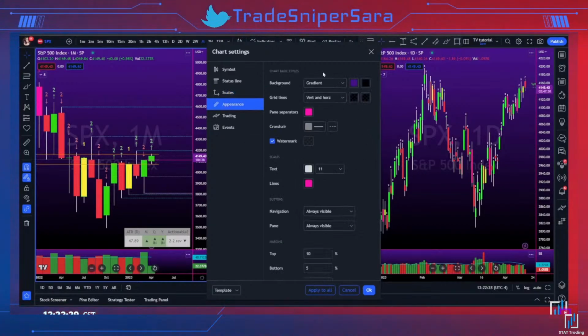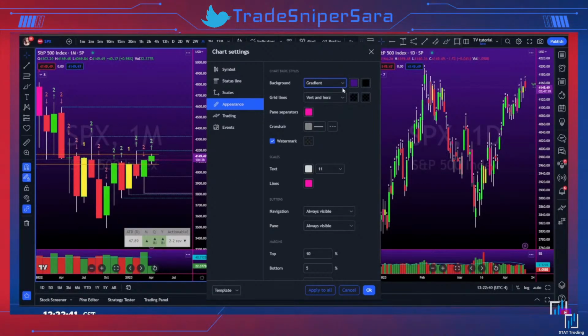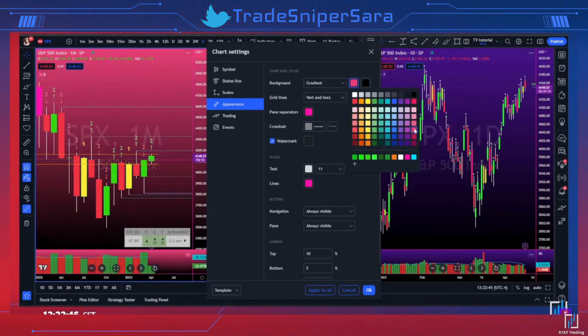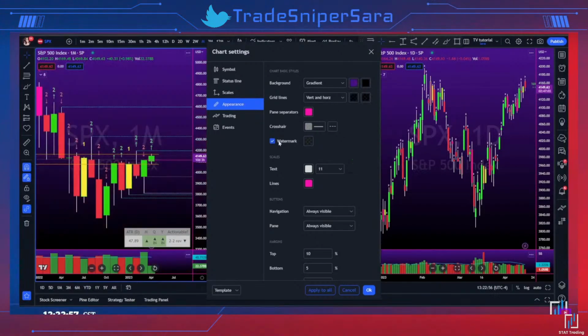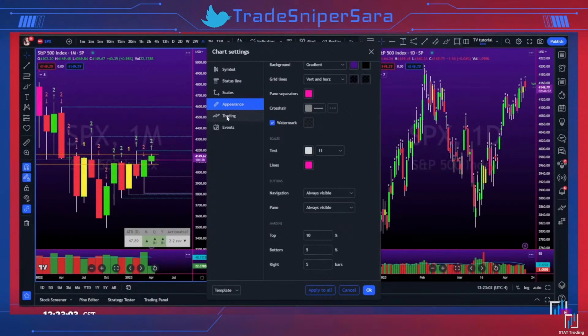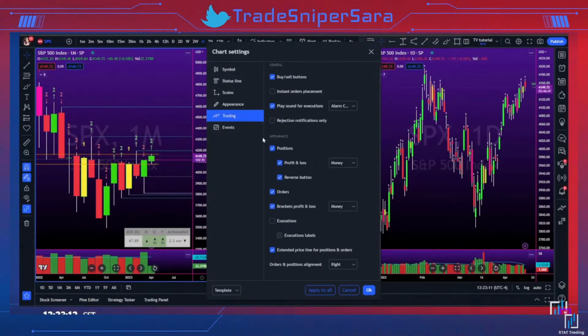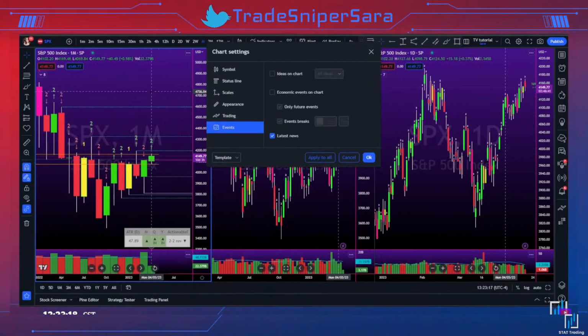Appearance, all again, completely cosmetic and up to you how you want your charts. But this is how I do the 2-tone color, is the background is set to gradient, and then you can pick your color combo. See how it'll change. If you want a watermark or not, again, all cosmetic stuff that you guys can play around with. I don't trade from TradingView, so none of this really matters to me. Events, if I wasn't on SPX, this would be things like when earnings are, they'll show up at the bottom of your screen, stuff like that.